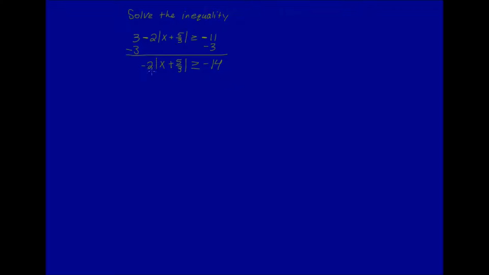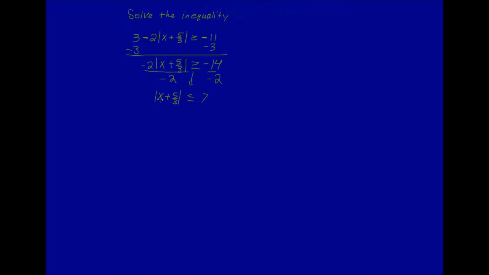To eliminate this negative 2 times the absolute value, I'm going to divide both sides by negative 2. Now something very important happens when I divide both sides of an inequality by a negative: I have to flip the inequality symbol. So this becomes the absolute value of x plus 5/3 is less than or equal to positive 7. Notice the inequality switched here because I divided both sides by a negative.